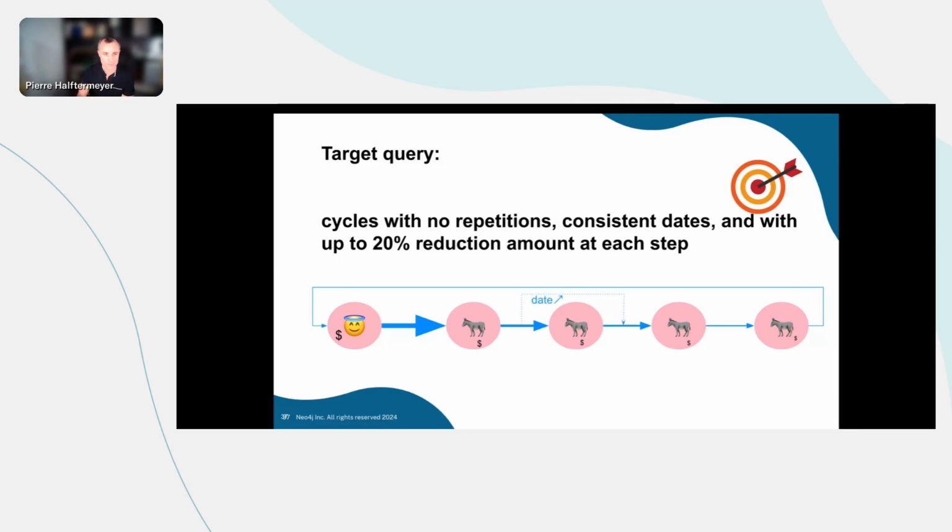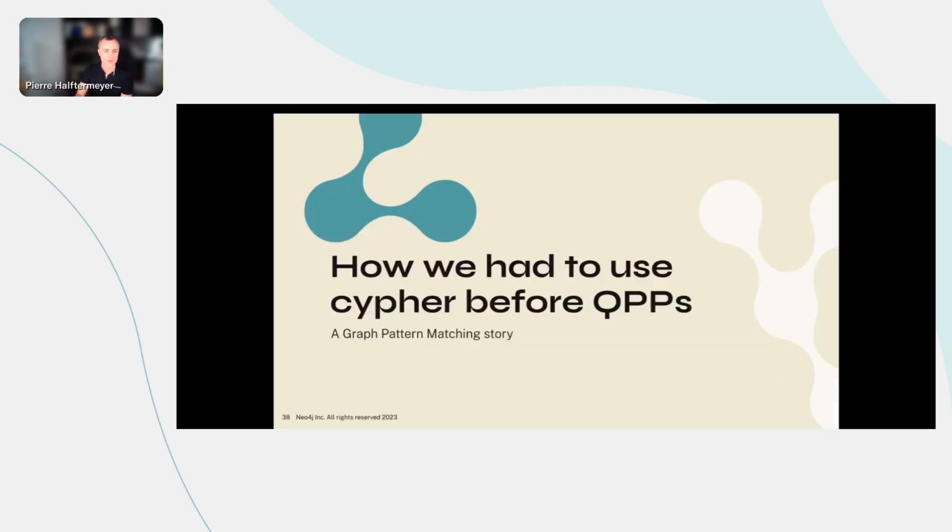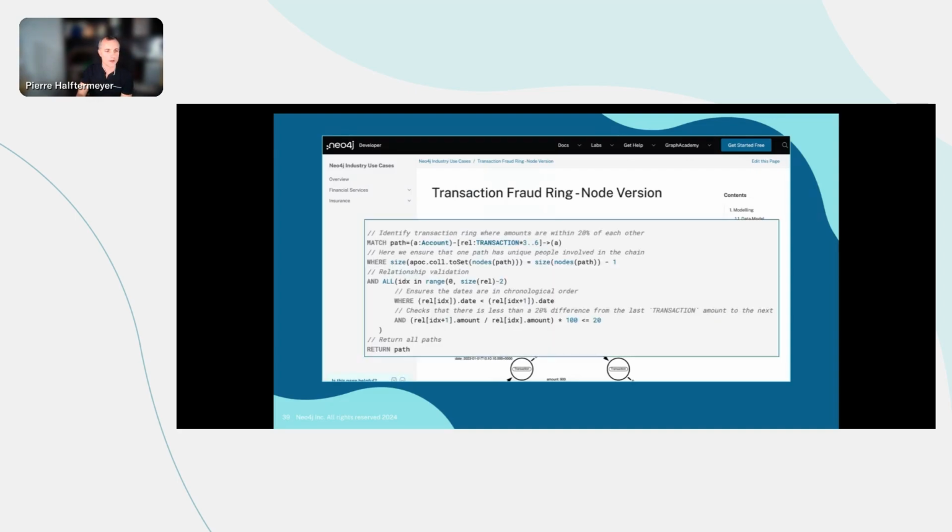So what we can say is from a transaction to another one, dates should be increasing, so it will help us to prune our graph. And we have the 20% rule as the max commission you get. How do we handle that with QPP? Before QPP, we were doing that with a, let's say, straightforward pattern matching and Cypher salad.